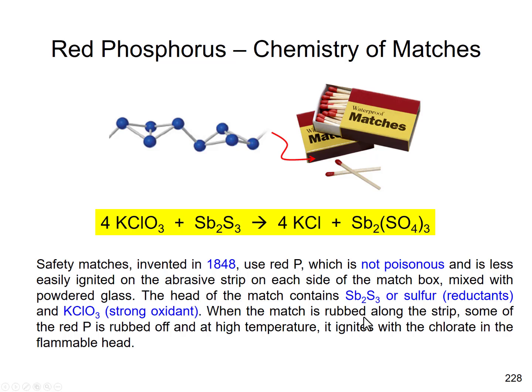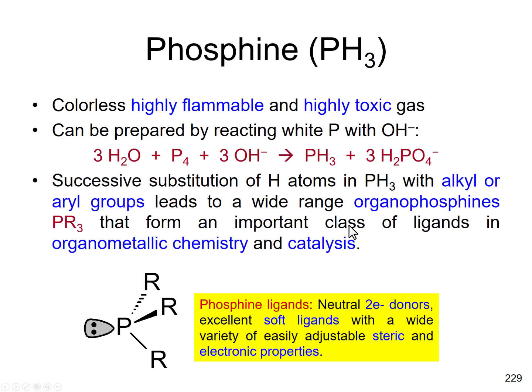Now, when the match is rubbed along the strip, some of the red phosphorus is rubbed off, and at high temperature it ignites with the chlorate in the flammable head, leading to ignition of the matchstick. And here you can see the reaction that occurs in the head of the matchstick, whereby 4 equivalents of potassium perchlorate react with antimony sulfide to form 4 equivalents of potassium chloride and an antimony sulfate.